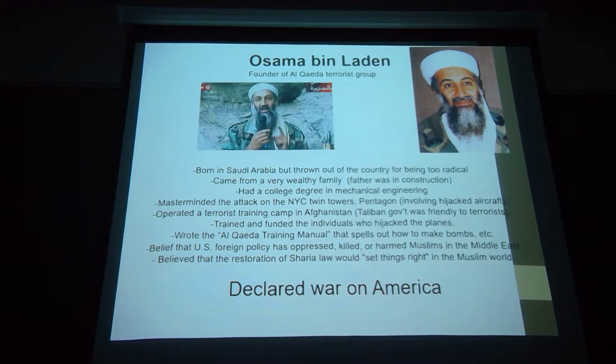Now, Osama bin Laden, we talked a little bit about him. He's the guy that founded Al-Qaeda, okay? The terrorist group. He's born in Saudi Arabia. We talked about that. But he was actually thrown out of his country because he was too radical.